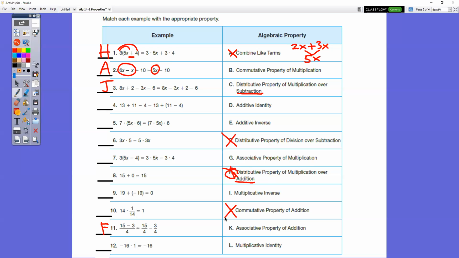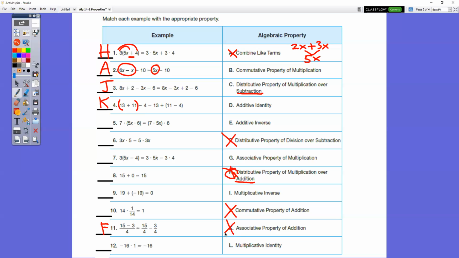In question number 4, this one is a little bit more difficult. They didn't put the parentheses there, but if you're going from left to right, there's technically an invisible set of parentheses there. So they're moving the parentheses from around the 13 and 11 to the parentheses around the 11 and the 4. So this is going to be choice K. This is the associative property of addition.